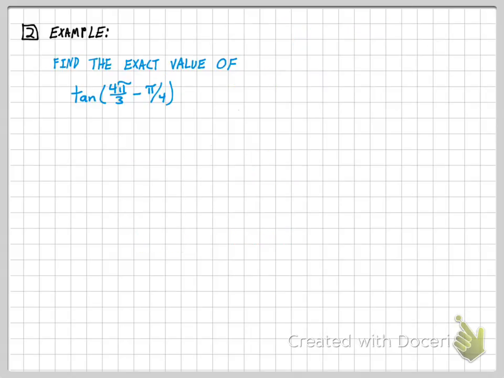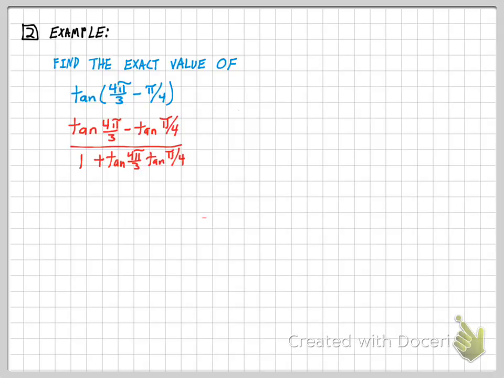Alright, we're going to just do one example of this. These are generally a little bit longer problems and also a little more difficult because of evaluating tangent and also the simplification. So what we have here is a problem for the tangent of the difference of two angles. Using my difference formula, I'm going to have the tangent of 4 pi over 3 minus the tangent of pi over 4, divided by 1 plus the tangent of 4 pi over 3 times the tangent of pi over 4.